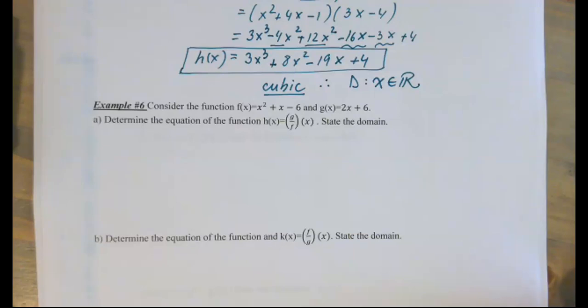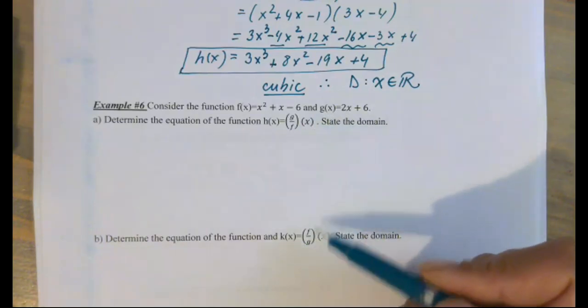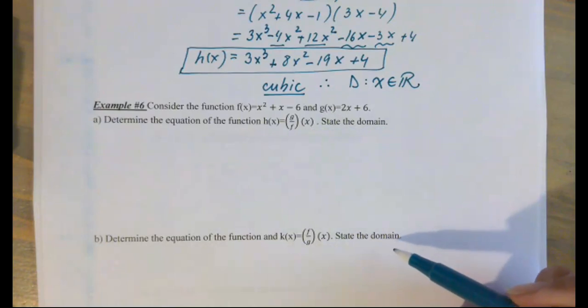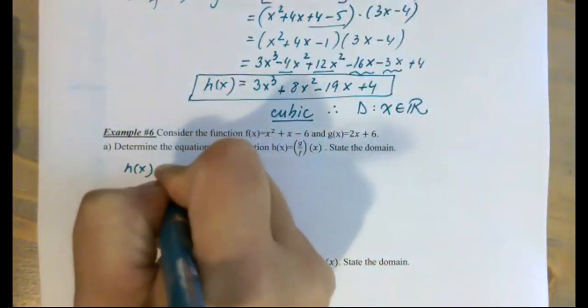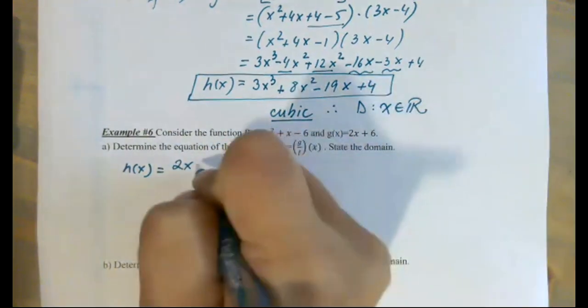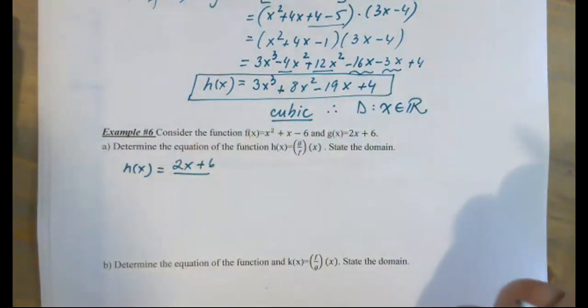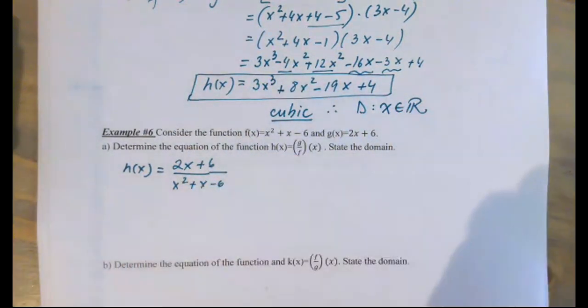Consider the function f of x equals x squared plus x minus 6 and g of x equals 2x plus 6. Find the equation of the function g divided by f of x, find the domain, and then the k of x, which is upside down, and then find the domain. So let's see, h of x first is g of x, 2x plus 6, and then f of x is x squared plus x minus 6.